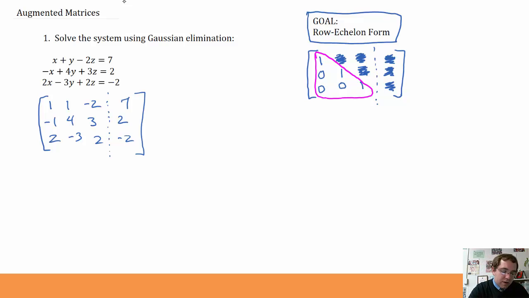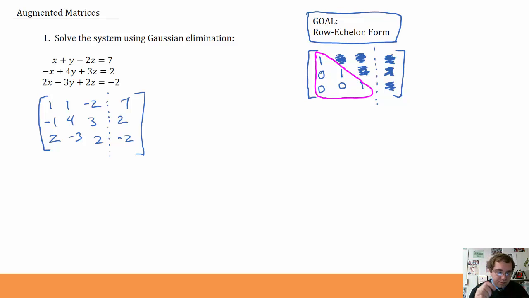So if it was a 2 in the top left corner, I could divide the whole row by 2, and then all of a sudden I'd have a 1 in that top left corner. But I've got the 1. So now I'm going to start by getting the 0 that's right underneath the 1. The way we do that is to add 2 rows together and replace a row with what we get when we add 2 rows together.